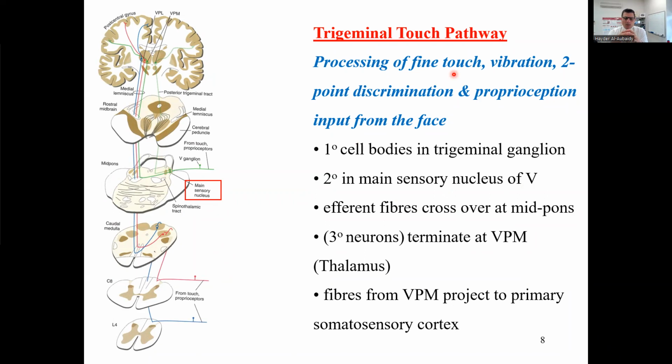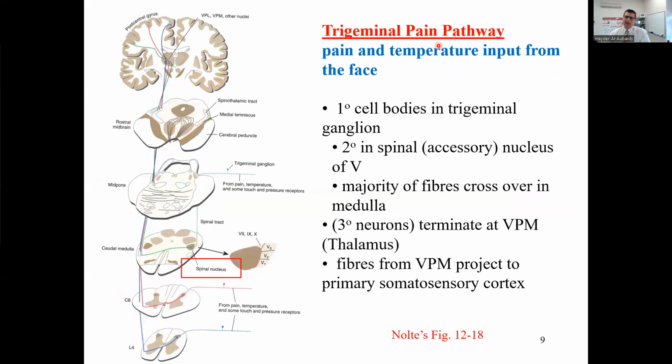Now, we remember that we've done the DCML and STT, the dorsal column medial lemniscal pathway and the lateral spinothalamic tract, and we said that these are responsible for carrying sensory input from the body, all the way from the foot to the cervical region, towards the brain. But from the head, from the face, we have two similar somatosensory pathways, which were also covered in the workshop last week. These include the trigeminal touch and trigeminal pain pathways.